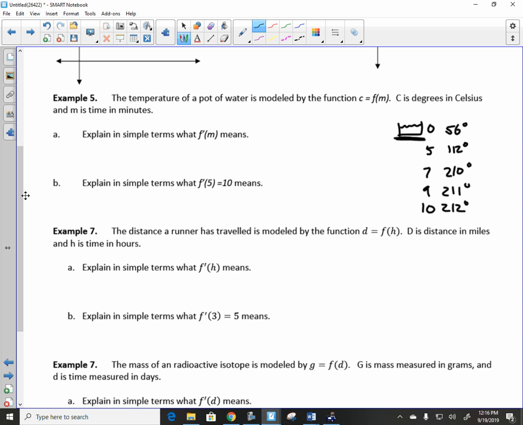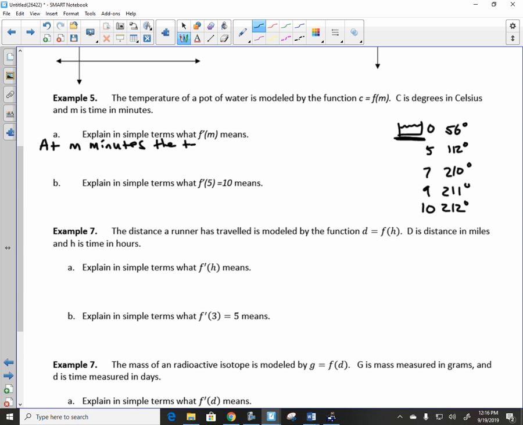It says explain in simple terms what f prime of m means. f prime of m means the following. At m minutes, and this is so important, you say at m minutes, because again, it's like when I'm driving home, at a certain time, I was going 77 miles an hour. That's your instantaneous rate of change. That's your derivative.